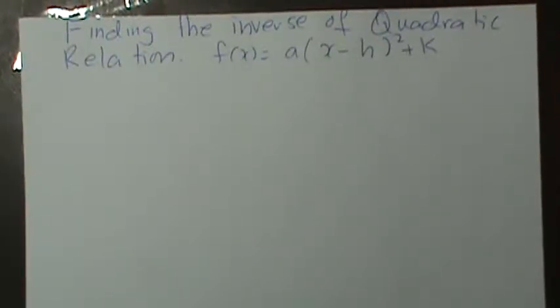Today's lesson is about finding the inverse of a quadratic relation. Before we find the inverse of a quadratic relation, we must consider one thing: we must have the relation in vertex form in order to find the inverse. If you are given the relation in standard form or factored form, we must convert it to vertex form in order to find the inverse of that relation.